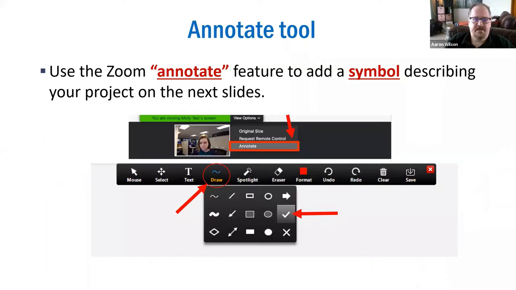And just as a reminder, the annotate tool. You can use the Zoom annotate feature to add a symbol describing your project on the next slides. So we can go ahead and practice on this slide. If you go up to annotate and select under draw, or stamp, the check mark, then you should be able to put a check mark on your screen. I see Chris has done it, Vicky, Jinwan, Jessica, looks like we're all able to annotate pretty well.